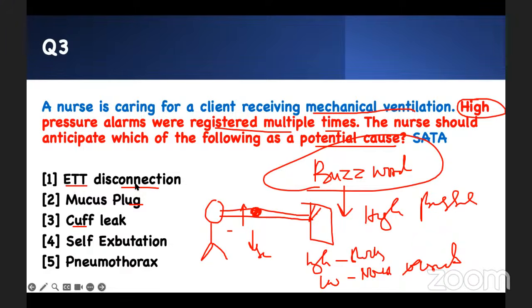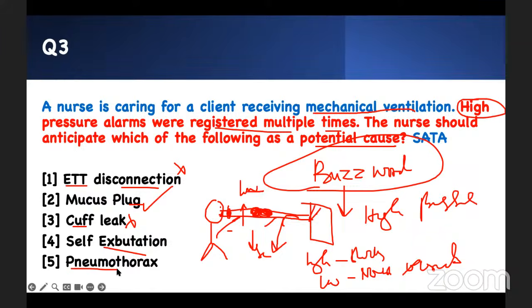So ET tube disconnection, that means I'm disconnected. There's not going to be pressure anywhere. So it can't be the right answer, right? Mucus plug. Yeah, there's a blockage there in the patient. It's going to increase the pressure. Cuff leak. There's a break here, so air will leak out, and there is not going to be high pressure, right? Self-extubation. The patient pulled the tube out, so there's no more tube. There's no connection to the patient. It will be low pressure.